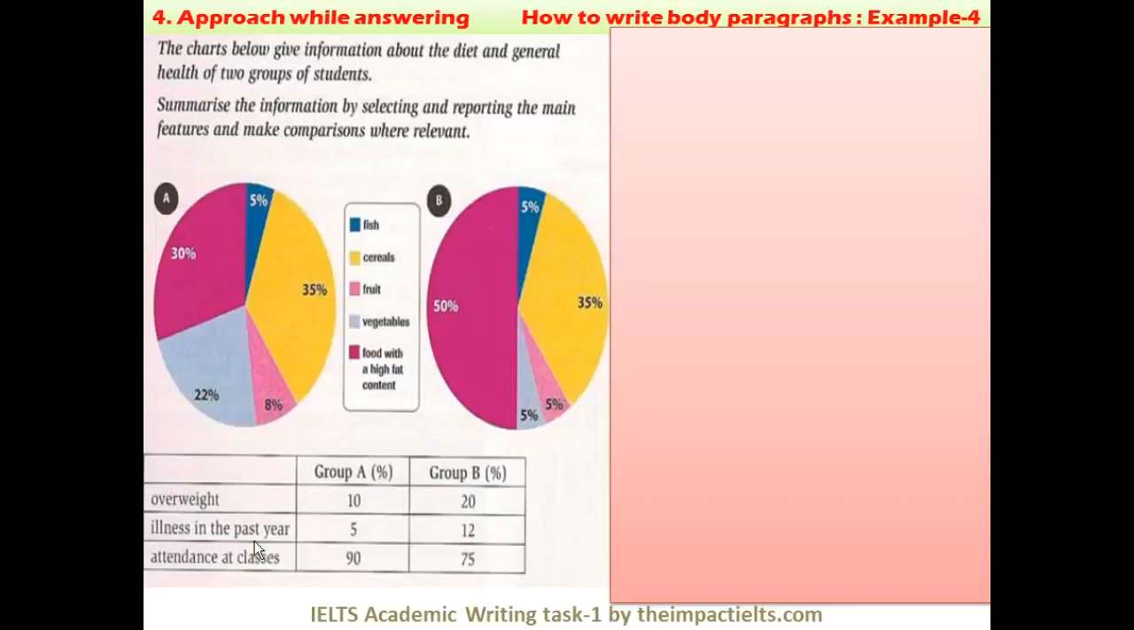Hello there. We are in the fourth example and we are doing the body paragraphs of different kinds of question types. So this again is a combination of two pictures. One is a pie chart, one is a table. Let me repeat. There are two ways you can do it.